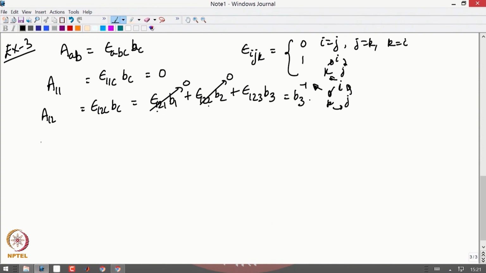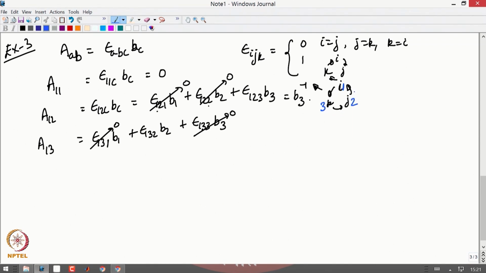Similarly, a13 is going to be epsilon 131 b1 plus epsilon 132 b2 plus epsilon 133 b3. Since 1 is repeated here, this is going to be 0, 3 is repeated here, this is 0, and 132 is a non cyclic permutation, it goes like this 1 3 2, right.